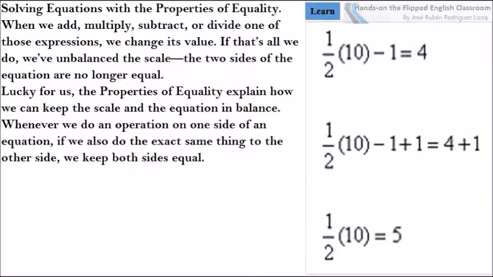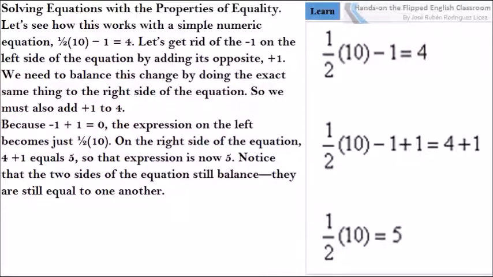Solving equations with the properties of equality. When we add, multiply, subtract, or divide one of those expressions, we change its value. If that's all we do, we've unbalanced the scale. The two sides of the equation are no longer equal. Lucky for us, the properties of equality explain how we can keep the scale and the equation in balance. Whenever we do an operation on one side of an equation, if we also do the exact same thing to the other side, we keep both sides equal.